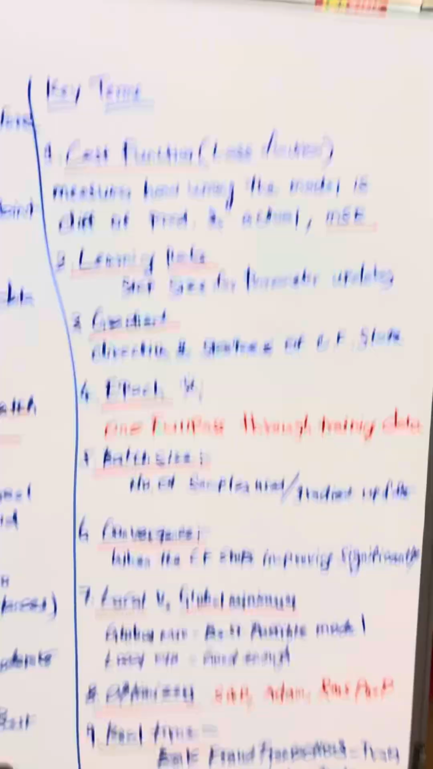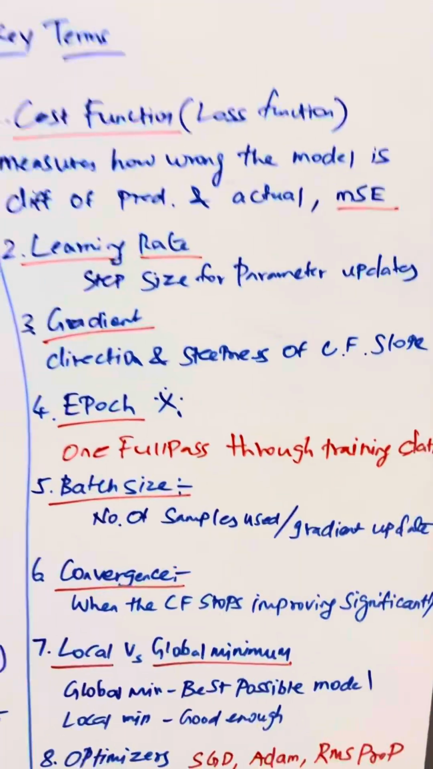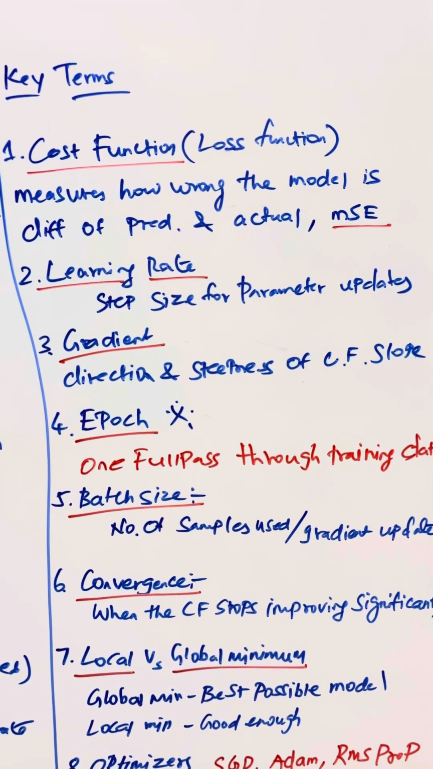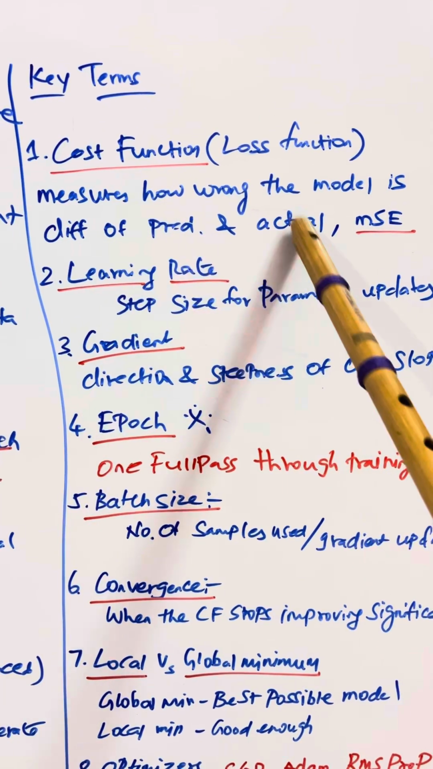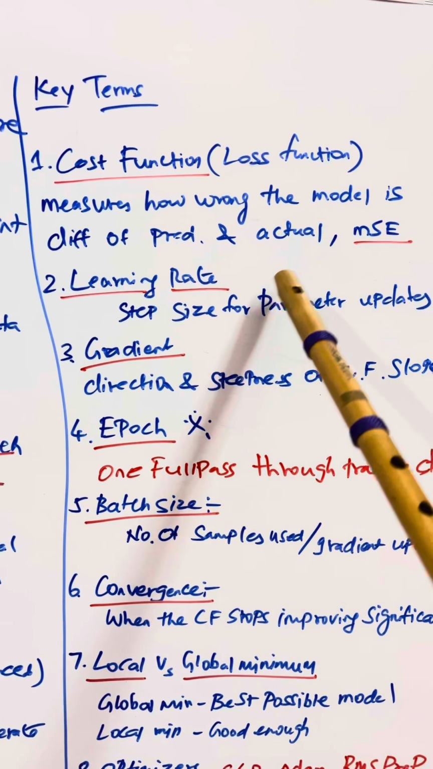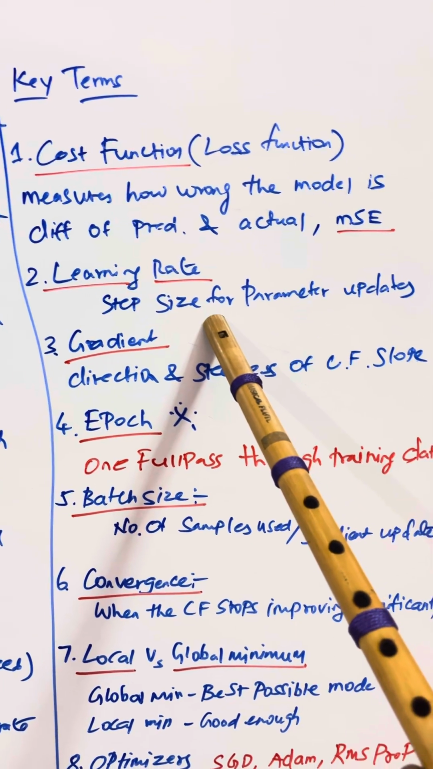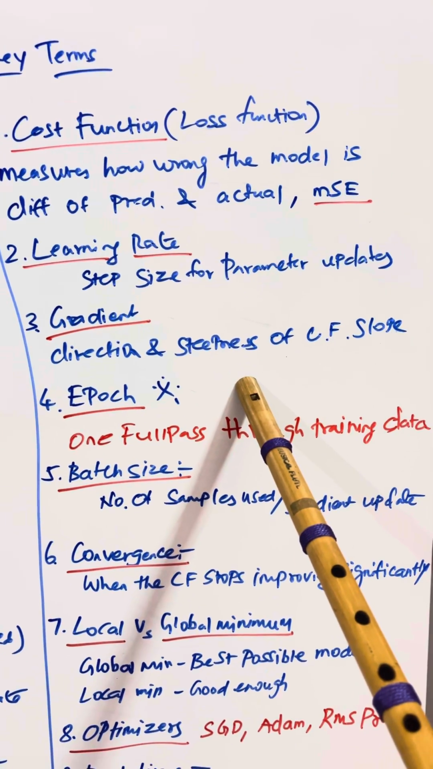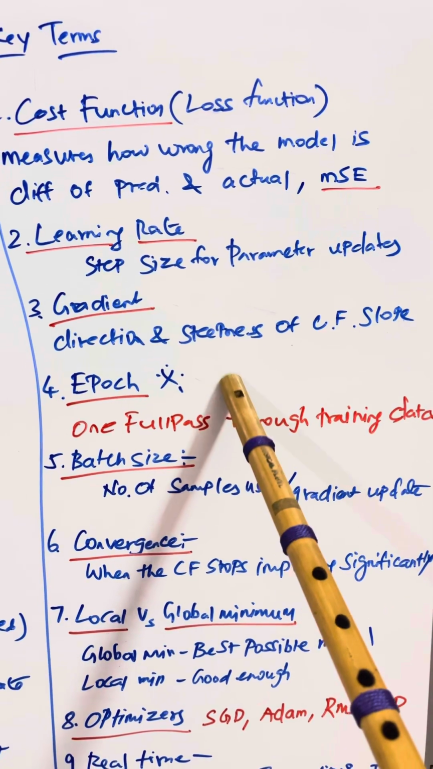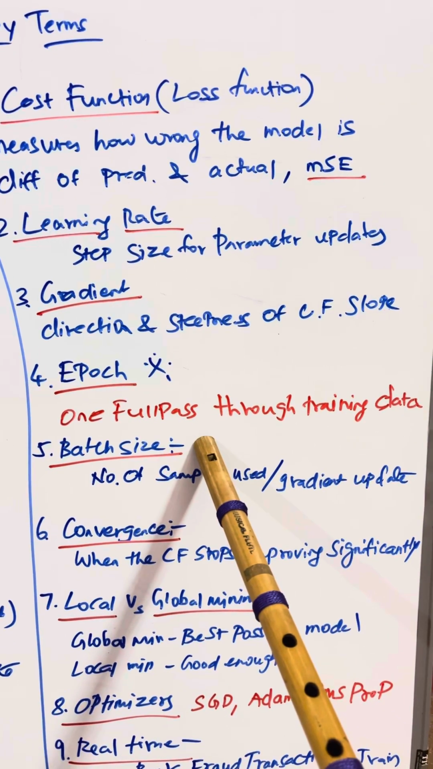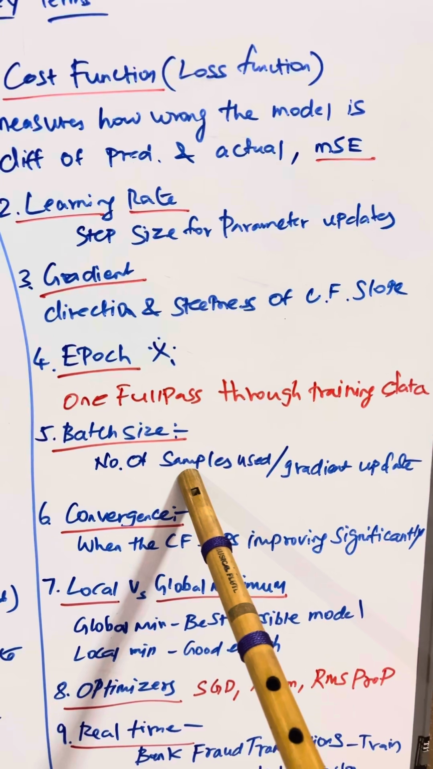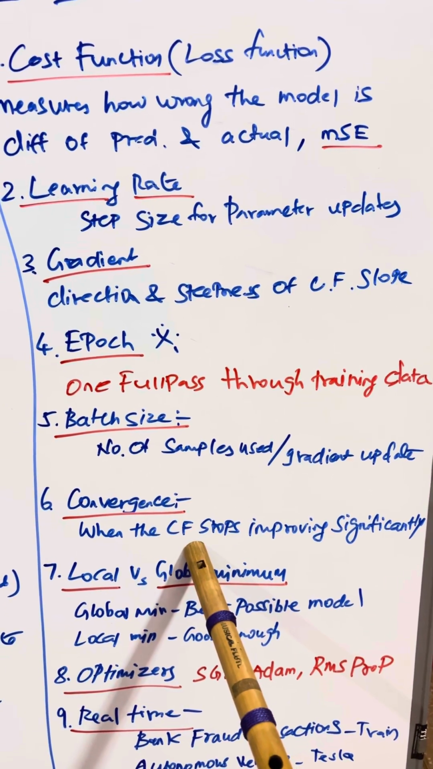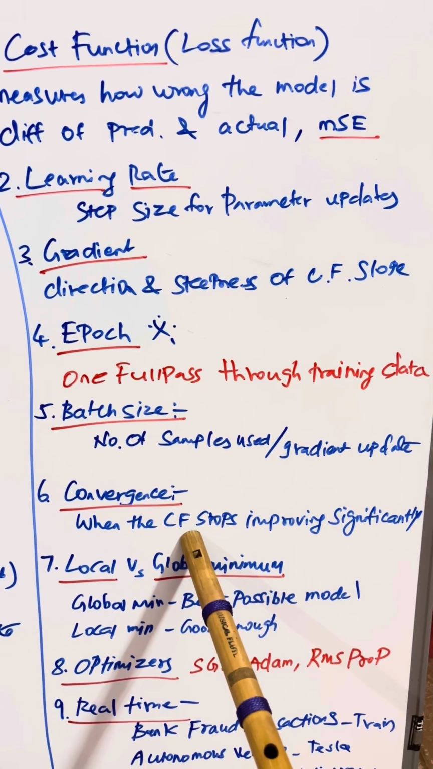We will see the key terms, what's happening in this gradient descent. The cost function or the loss function measures how wrong the model is, the difference of predicted and the actual, mean squared error. The learning rate is the step size for parameter updates. Gradient is the direction and steepness of the cost function slope. Epoch, this is the important one, is a full pass through training data. Batch size is the number of samples used per gradient update. Convergence is when the cost function stops improving significantly.